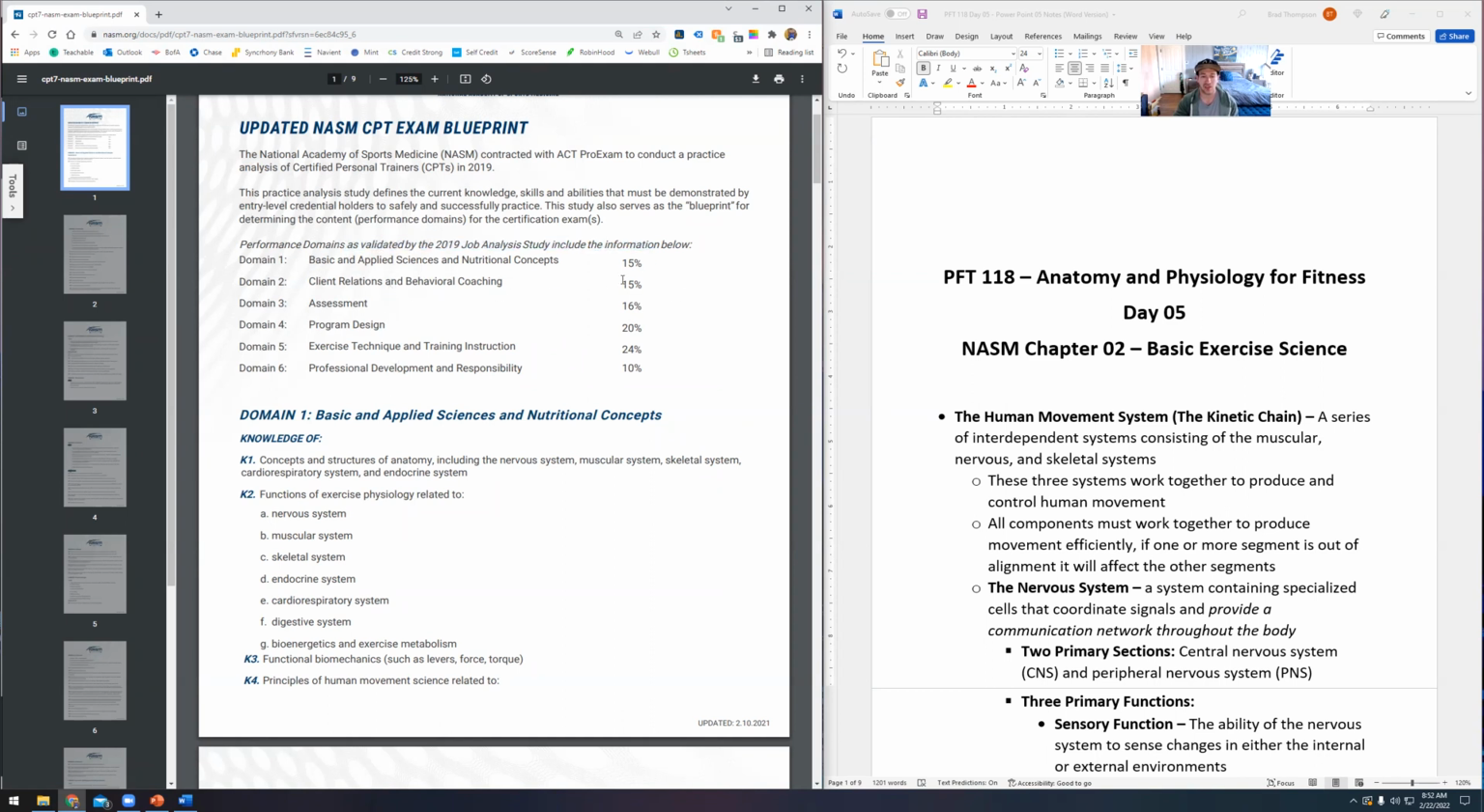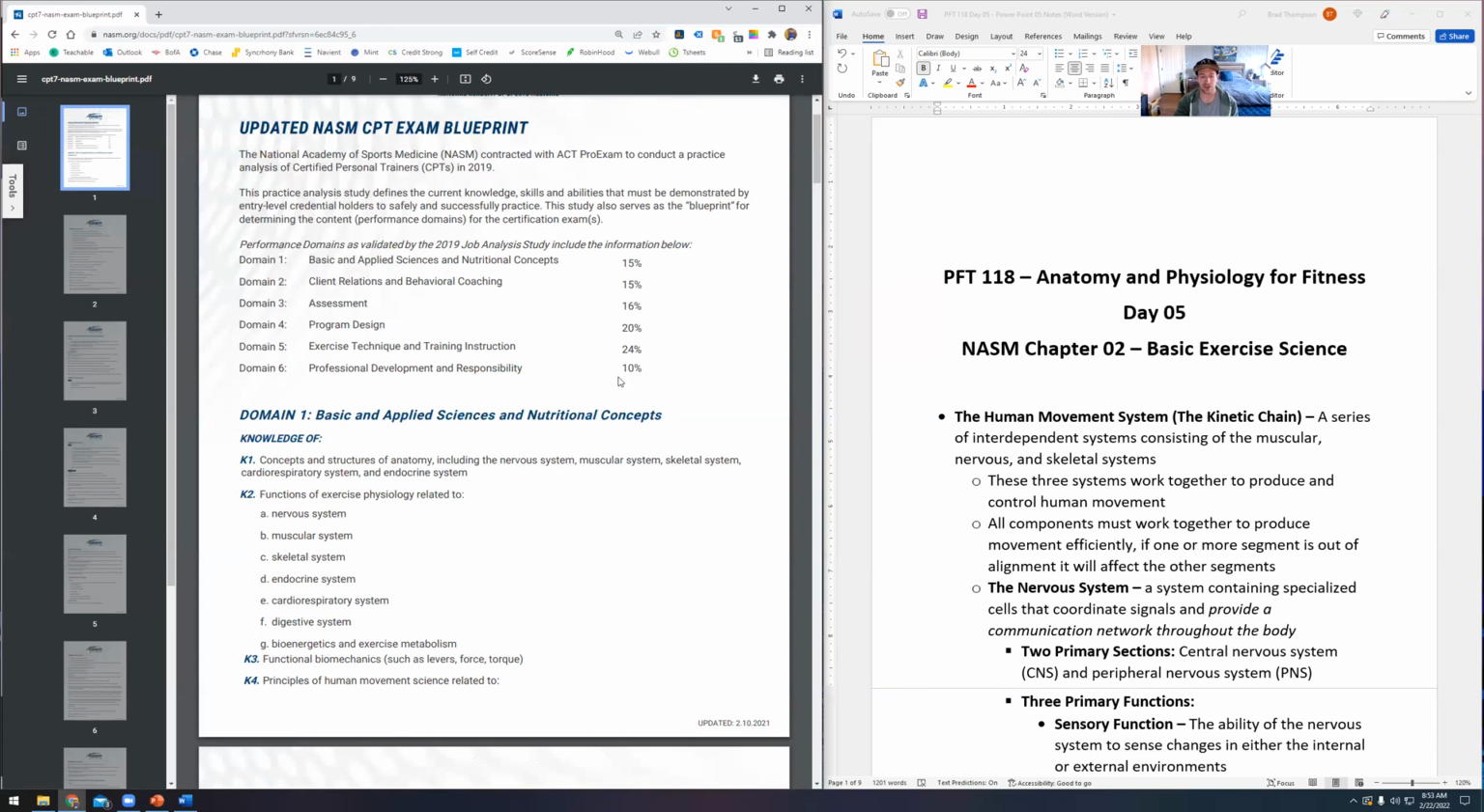Then we'll get into client coaching after this course is over, actually. Assessment, we always cover as we go, but we also have a whole mod dedicated to it. Program design, we cover constantly. That's all the program design classes.